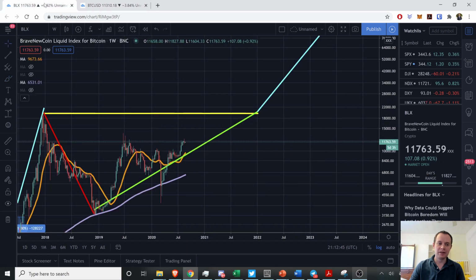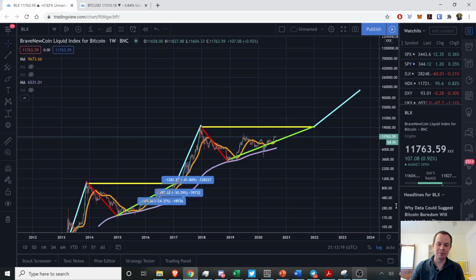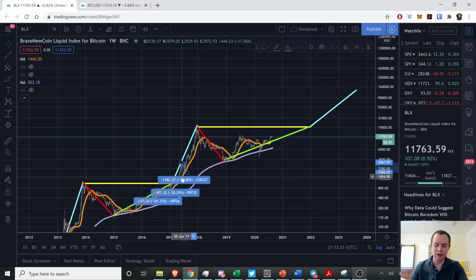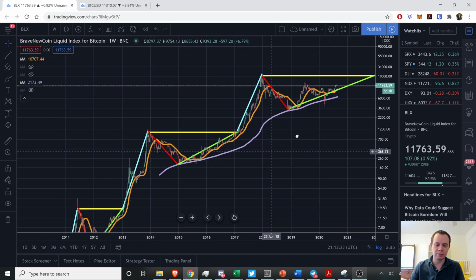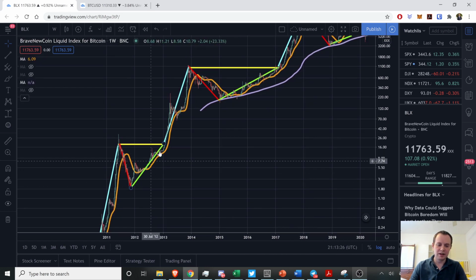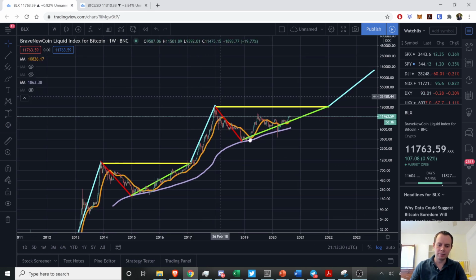So in the last video we did on Bitcoin, we talked about the different phases of the bull market, right? The slower methodical move up that you can see here, and then the more parabolic move.